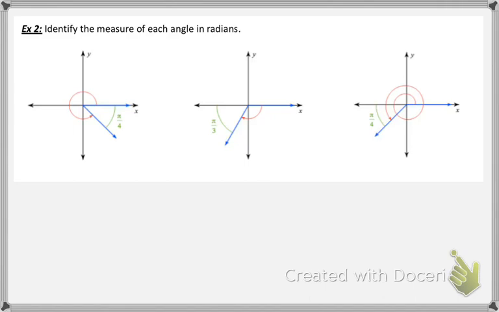Okay, let's look at one last example of identifying the angle measure. So doing the reverse, instead of drawing, they draw it for you. You just have to figure out what is the measure in radians. And so here is the angle that I'm looking for. I know that this is pi, and then I have to go a little bit more, which is pi over 2, half of pi, and then a little bit more, and I'm almost at a full circle.